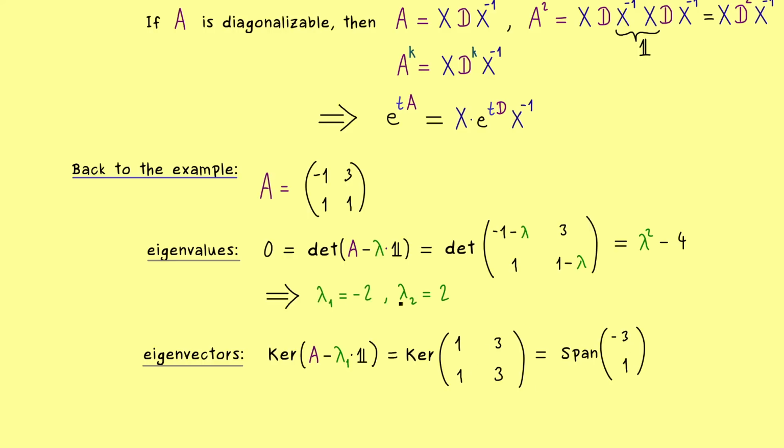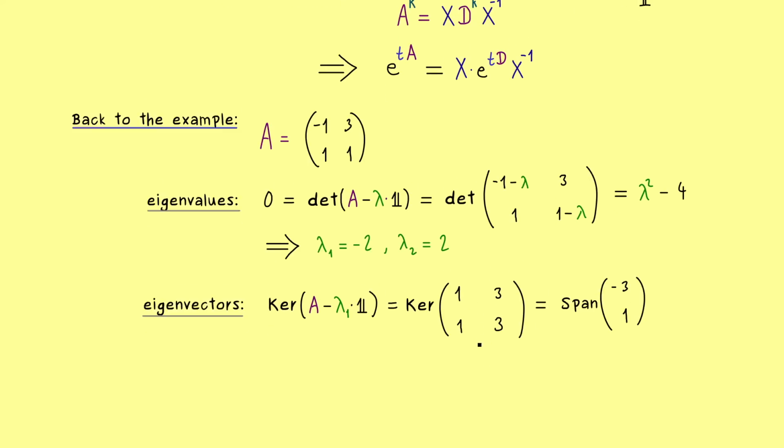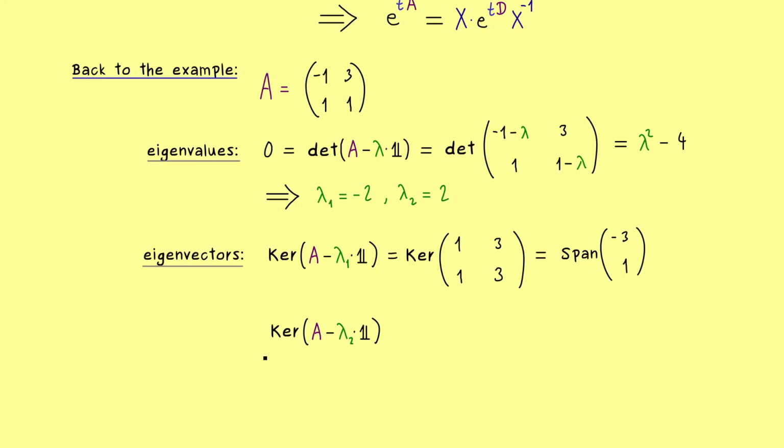So we are already done with the first kernel and we can go to the second. There, with lambda 2 equal to 2, we have to subtract 2 on the diagonal. This results in minus 3 and minus 1. Again, this kernel is one-dimensional and we can immediately see one vector that spans it. In this case, we can just choose 1, 1. With that we are done. We have the 2 eigenspaces and also 2 eigenvectors we can use to form such a matrix X.